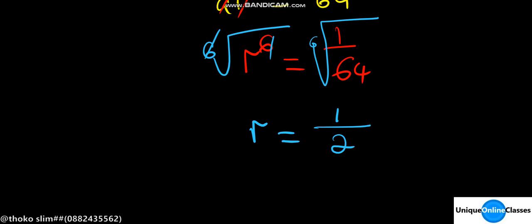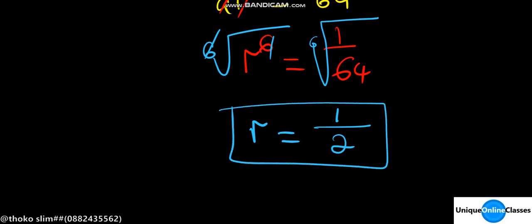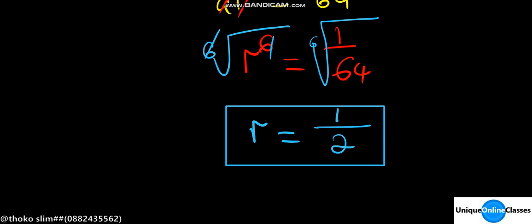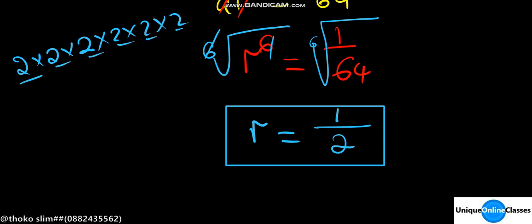This is the answer, because if you multiply 2 times 2 times 2, it's 8, times 2 is 16, times 2 is 32, times 2 that's 64. 1, 2, 3, 4, 5, 6. Yes, I'm correct. So our R is a half.